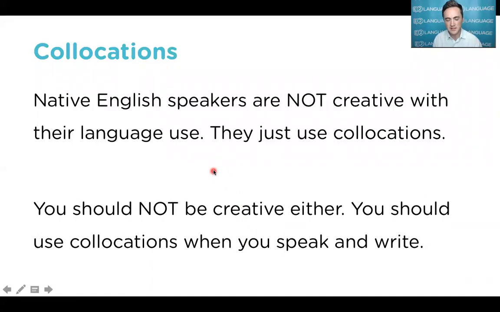One thing you'll notice with language is that native English speakers like me, we are not creative with our language use. We just use collocations. We do not put random words together. We use these phrases, these chunks of language, and that's how we sound native-like with our vocabulary choice. So you should not be creative either. You should use collocations when you speak and when you write.